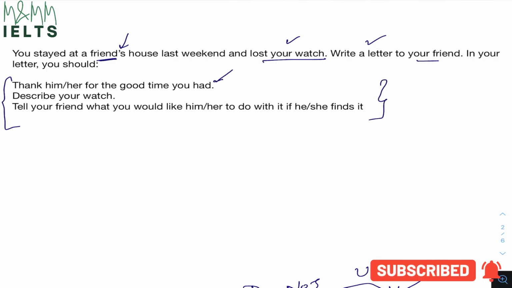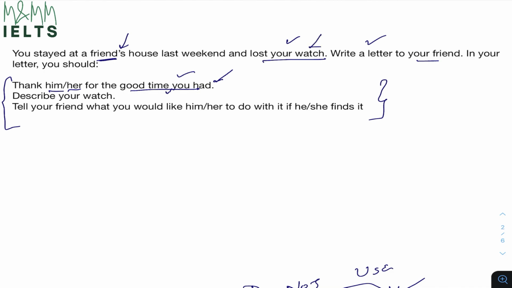First, I need to thank him or her. That is up to me to decide. I'll go with a guy's name, so I'll use him, for the good time you had. That has nothing to do with the watch that I lost, but I just need to thank him for the good time that I had with him. Then I need to describe my watch, just so that person can understand what I am missing. And then I need to tell my friend what I would like him or her to do if he or she finds it. So basically I need to cover 3 aspects. This is what you need to do.